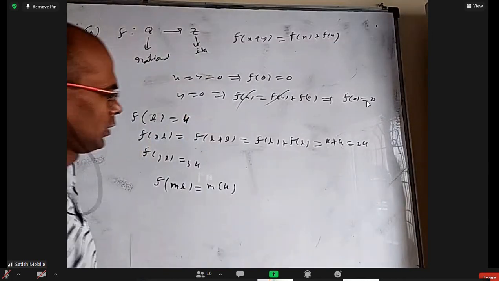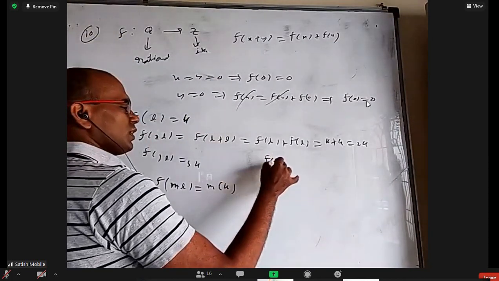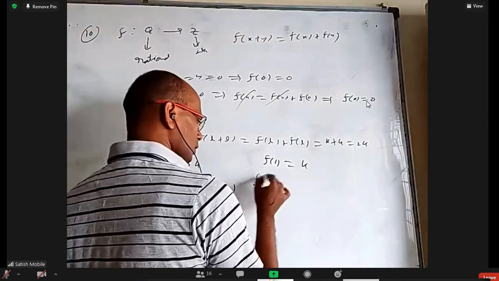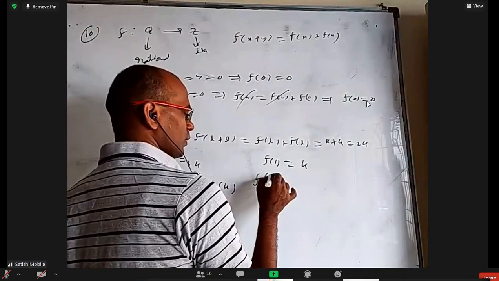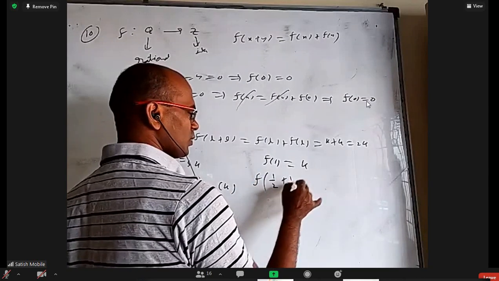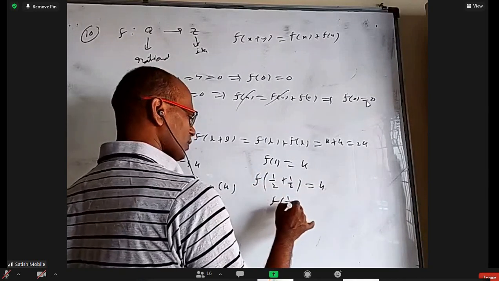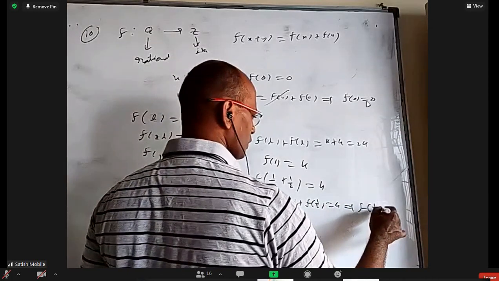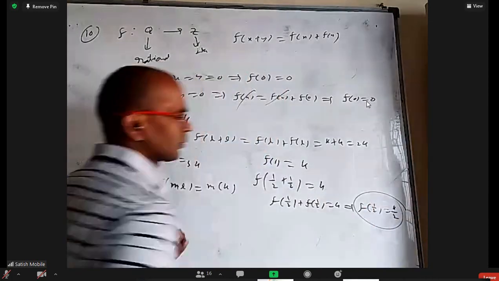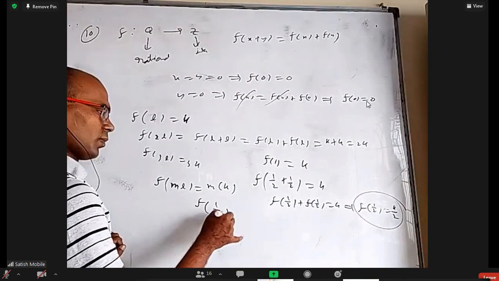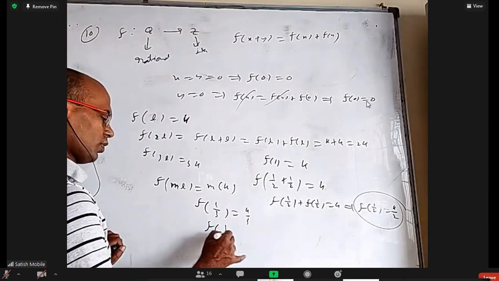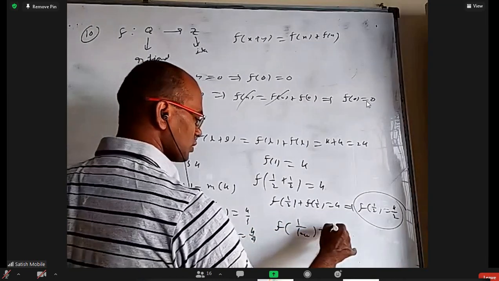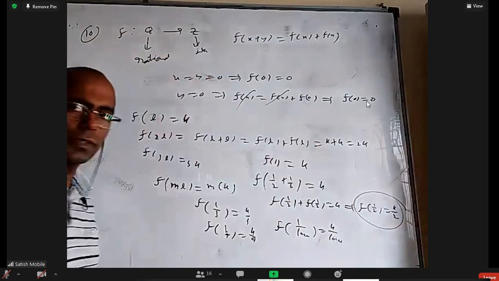Okay, let us do this way. I will take f of 1 equal to k, and I will prove how f of 1 by 2 is k by 2. Because f of 1 can be written as f of 1 by 2 plus 1 by 2. That is f of 1 by 2 plus f of 1 by 2 equal to k. So f of 1 by 2 will be k by 2. Similarly, I can prove f of 1 by 3 is k by 3, and f of 1 by 4 is k by 4, f of 1 by 1000 is k by 1000. Like that I can write.